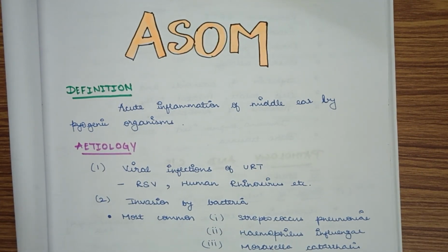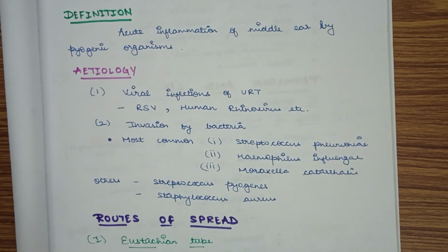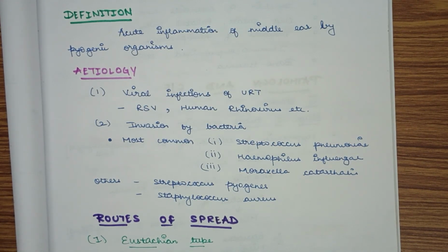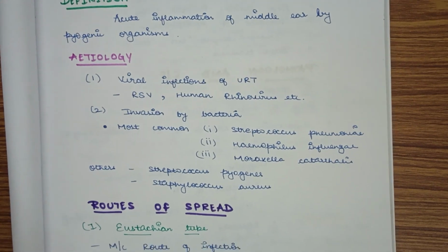Now we'll look at the etiology of acute suppurative otitis media. So initially there is viral infection of the upper respiratory tract. These viruses may be human rhinovirus, respiratory syncytial virus or adenovirus, etc. And then after this infection by virus there is invasion by the bacteria.